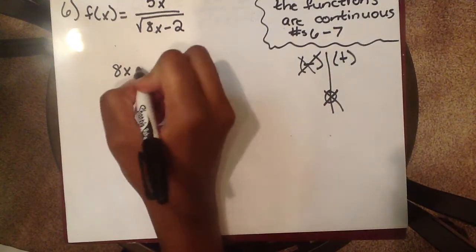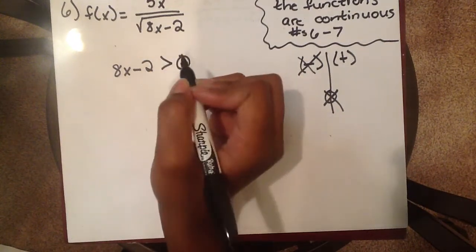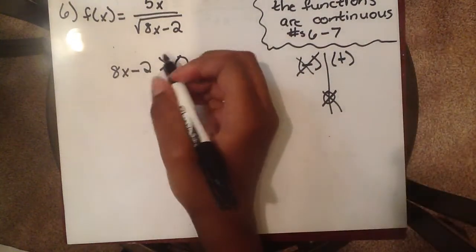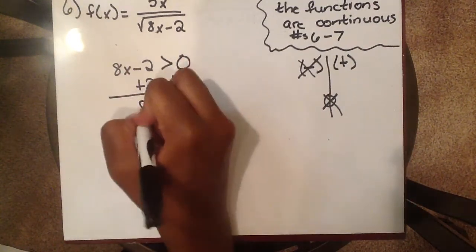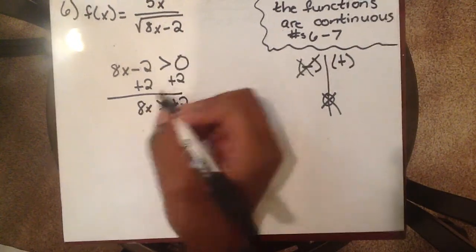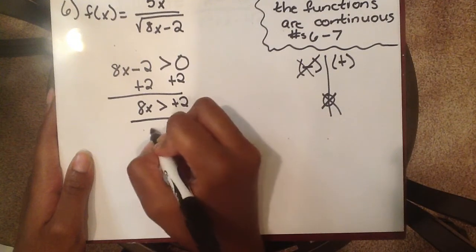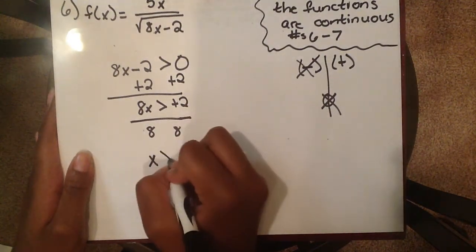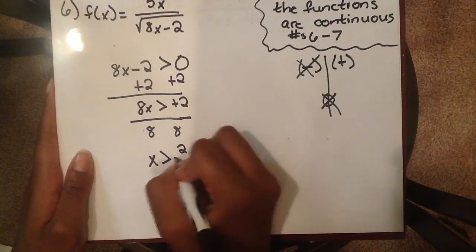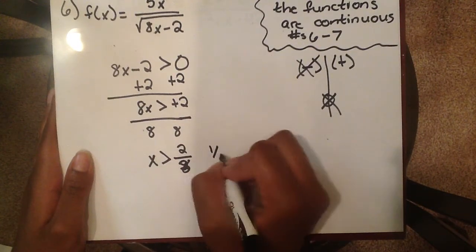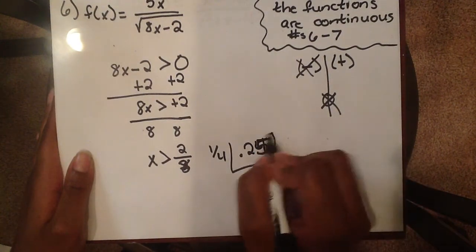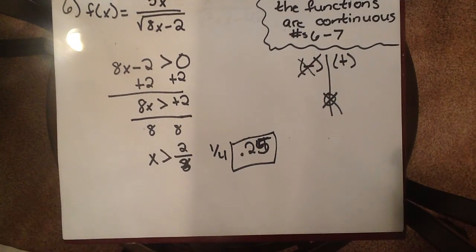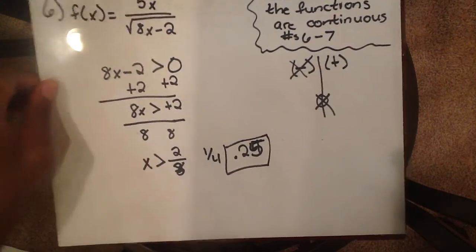So 8x minus 2, let's find what numbers would be greater than 0 to give us a number that would be continuous. It's simple algebra from here. We add 2 on both sides, and that's 8x greater than 2. Divide by 8, and we're left with x greater than 2 over 8, which is 1/4, or 0.25. That's my answer for that. If our x is greater than 0.25, then the function is continuous.